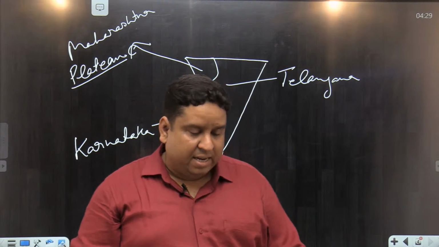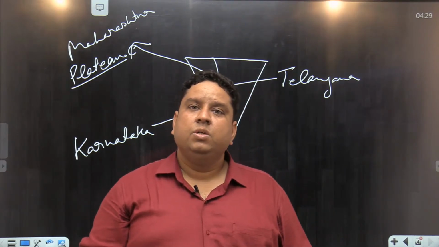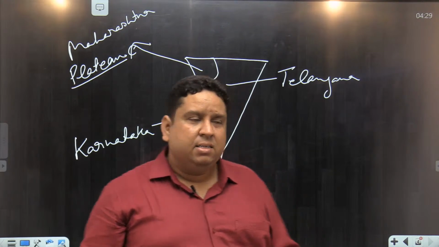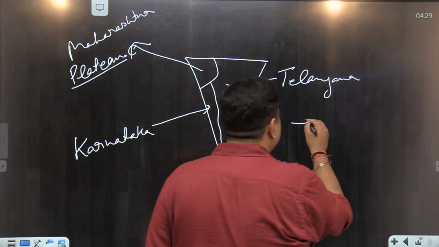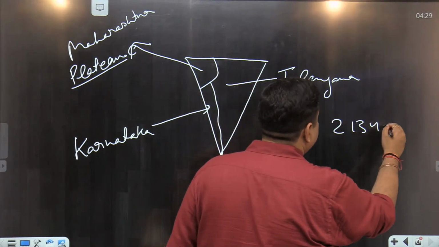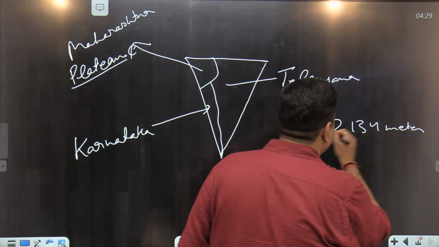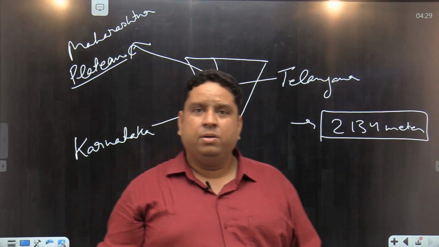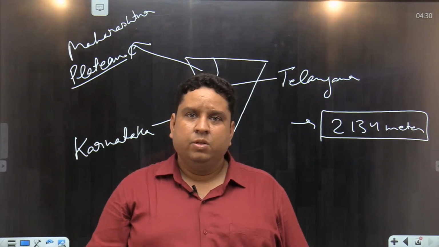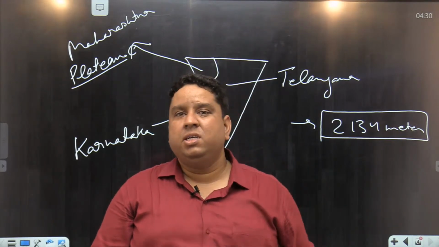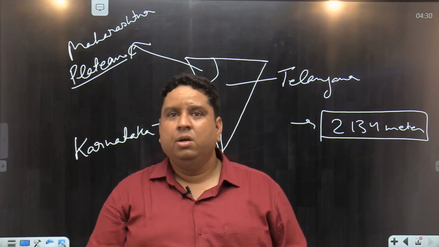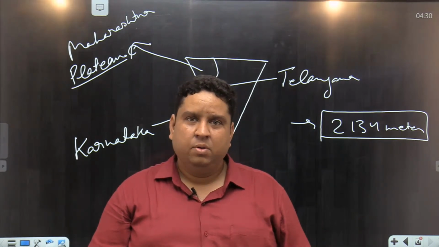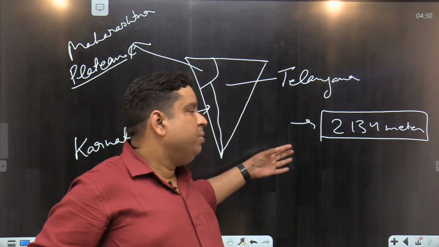So it is also known as Deccan Trap. This region has a specialty that it is having a layer of around 2,134 meter thick. It is having a 2,134 meter thick layer of lava. This lava has got disintegrated, decomposed to form a soil which is known as black soil. So this region is having dominance of black soil.